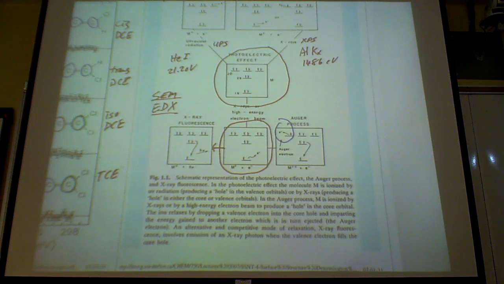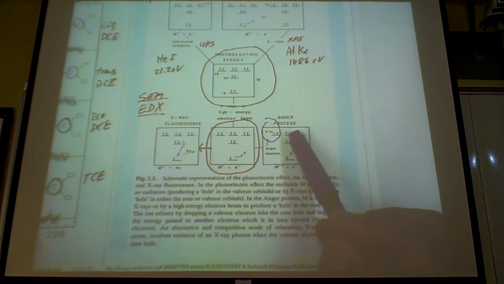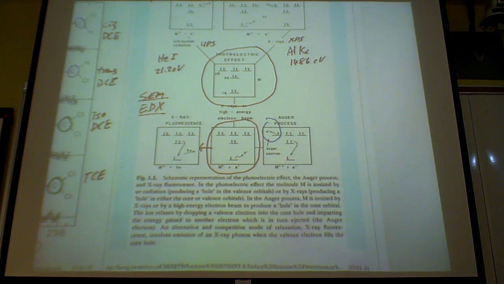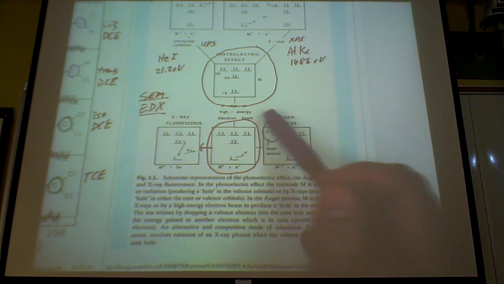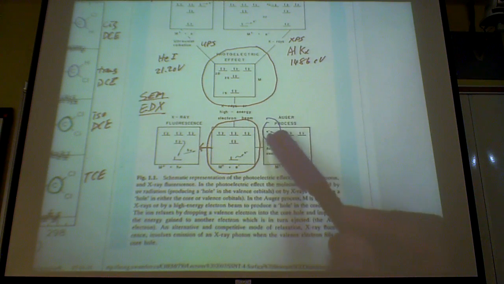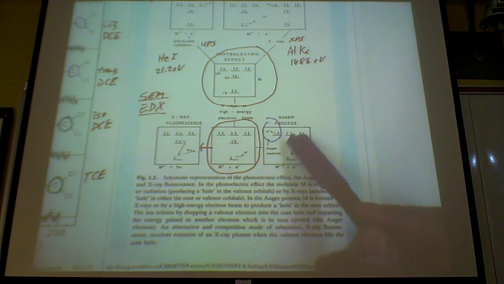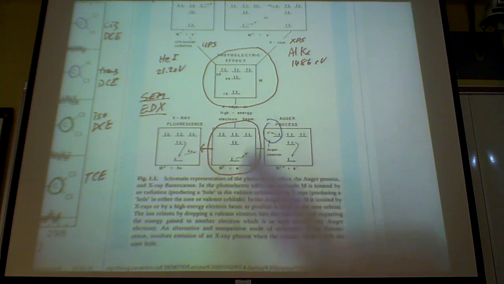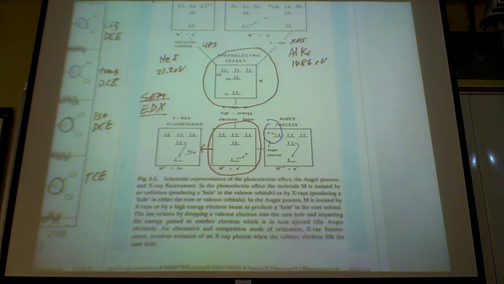But there's another way of de-exciting the system. The other way is that you have one of the electrons come down to fill the hole. And then it uses up some of this excess energy. The rest of the excess energy can then be used to eject another electron out. So this is a two-step process. This electron comes down, and then the other electron comes out. And this secondary electron that comes out is called the Auger electron, and this is called the Auger process.